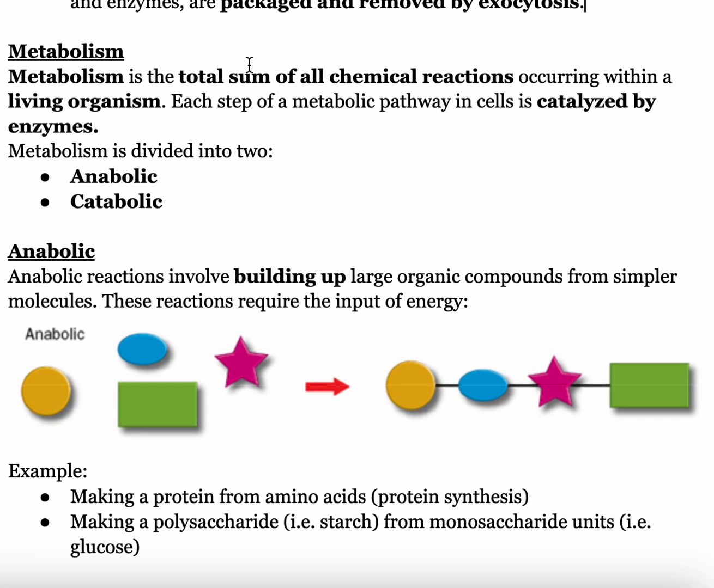Metabolism is the total sum of all chemical reactions occurring within a living organism. Each step of the metabolic pathway in a cell is catalyzed by enzymes. Metabolism is divided into two categories, anabolic and catabolic.